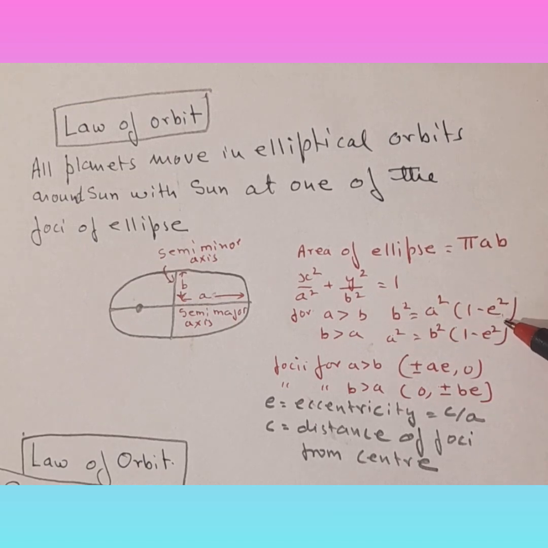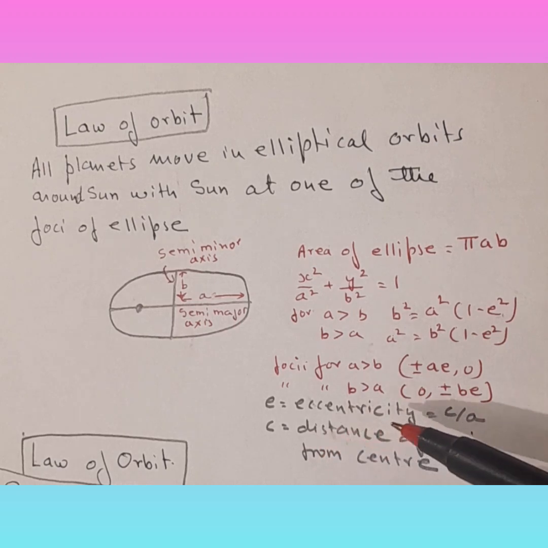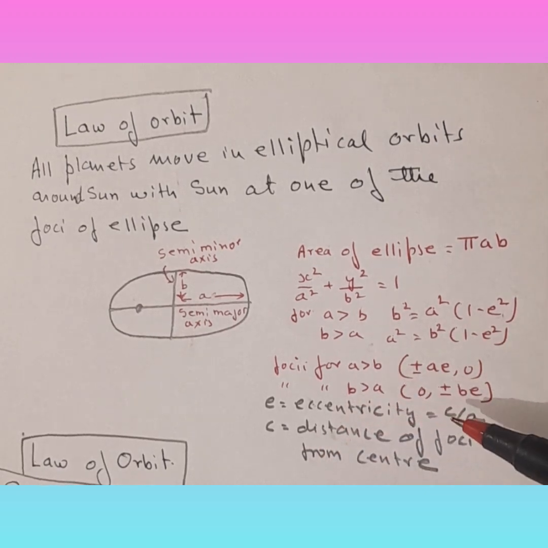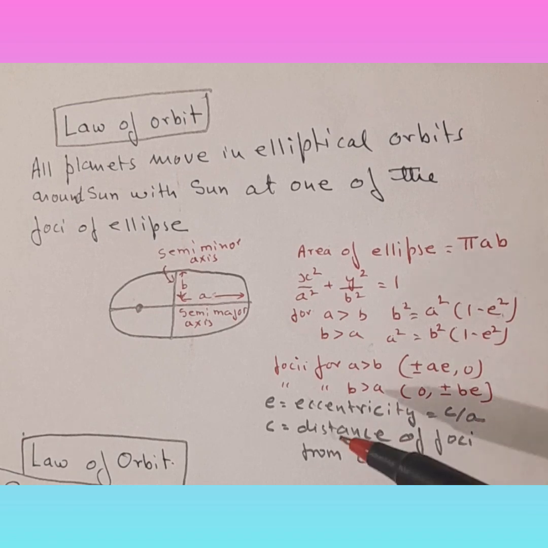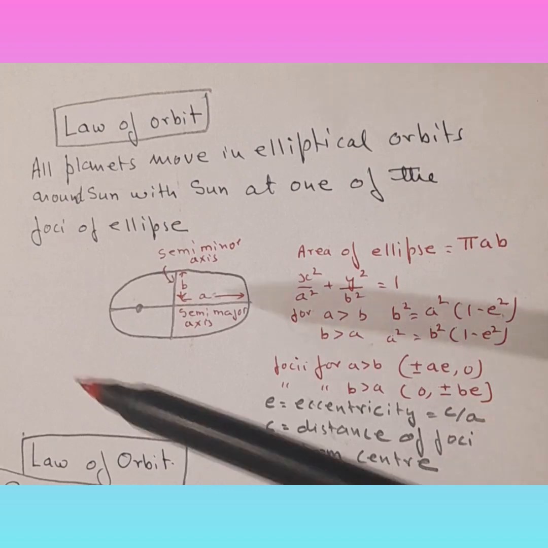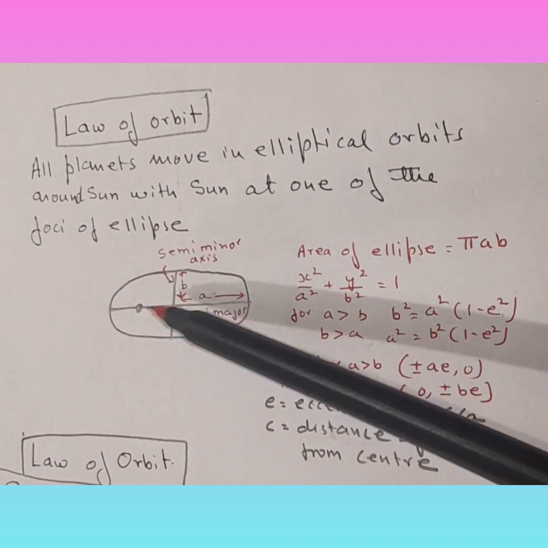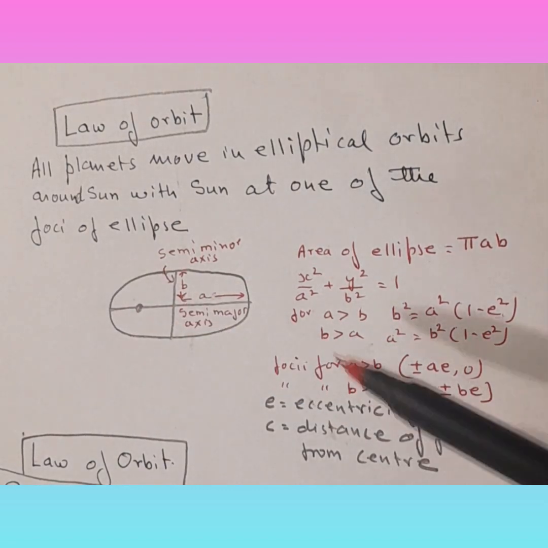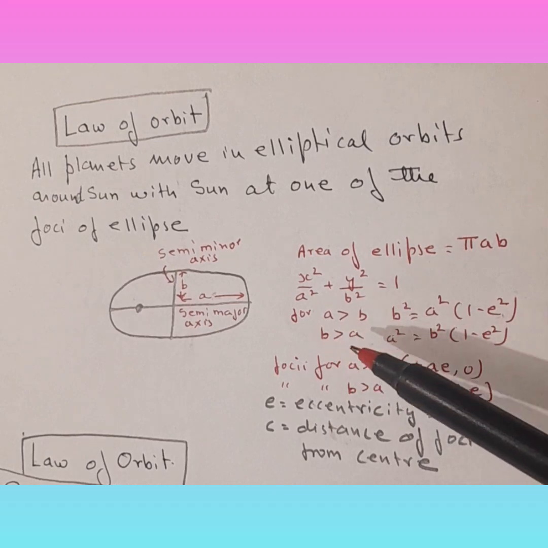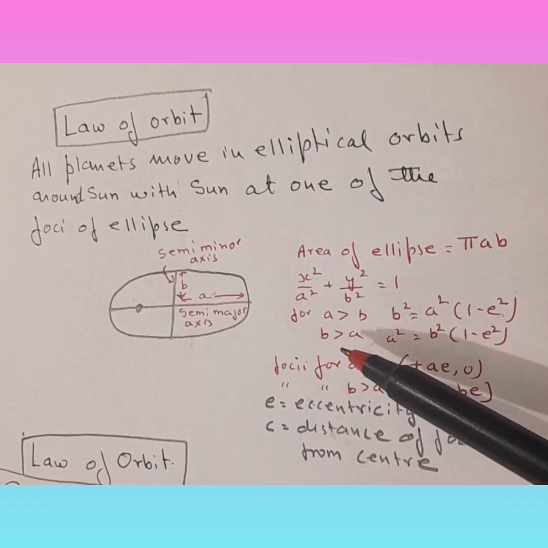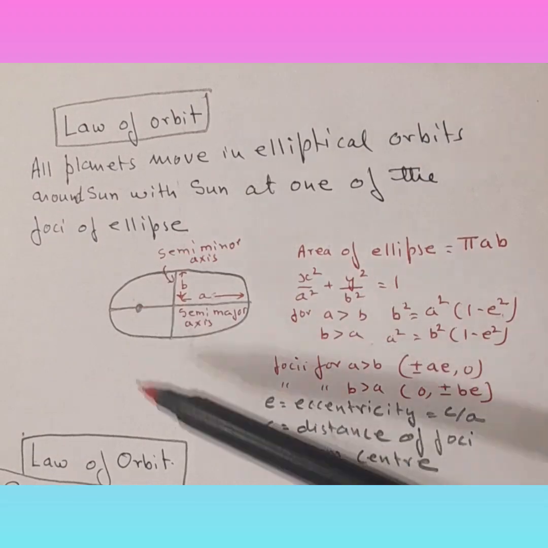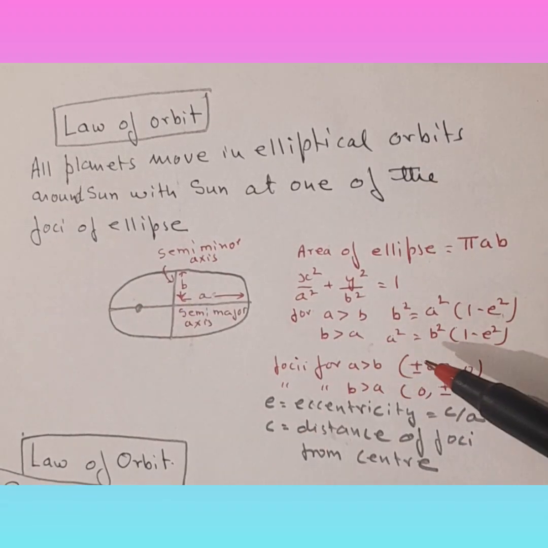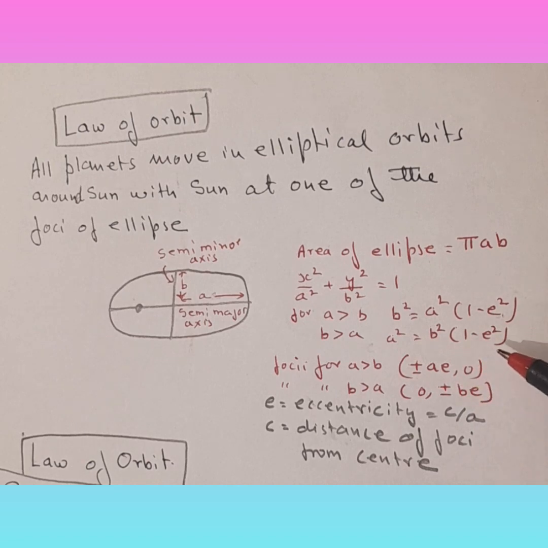Now what is E? E is eccentricity. Eccentricity is C over A. We know what A is. What is C? C is distance of foci from center. Alright, so that is what E is. And if B is greater than A, that means this ellipse is lying on y-axis. Then in that case, the equation would be A square is equal to B square into 1 minus E square. All right.